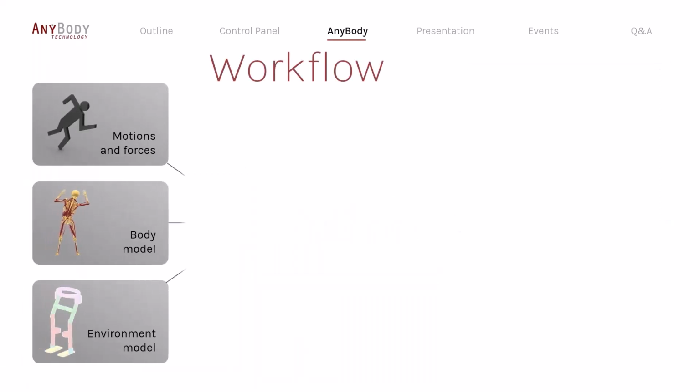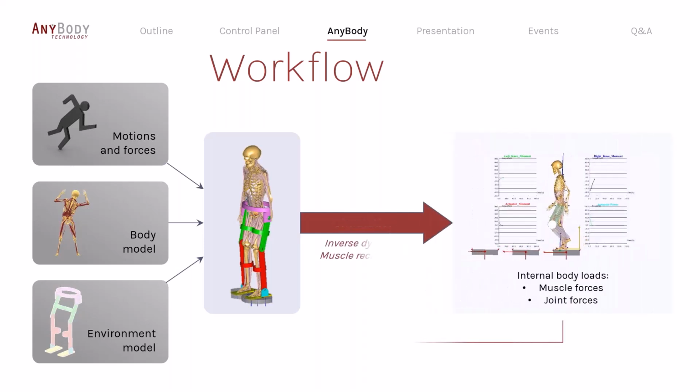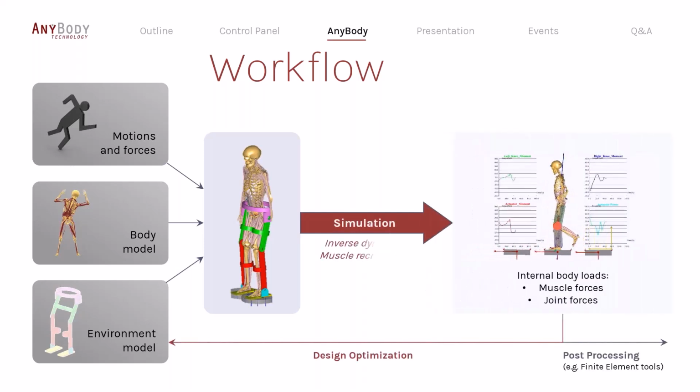And to give you an idea about the typical workflow in AnyBody, it could look something like this. So you provide the recorded motion data as input, and then you can use the body models which you or others have built. And then you can provide some kind of environment, which could be a special type of equipment, or for example, an exoskeleton. You can then use AnyBody to combine these things, solve the muscle recruitment, and run the inverse dynamic simulation.